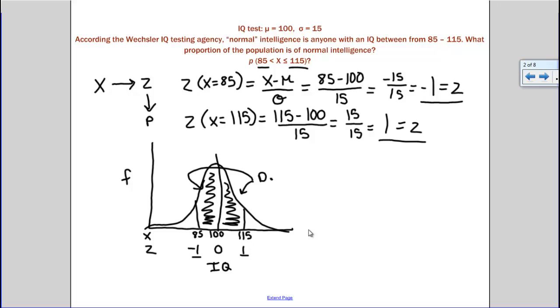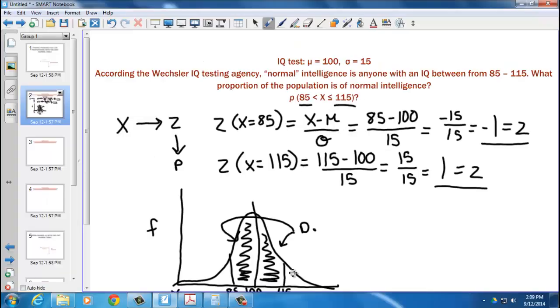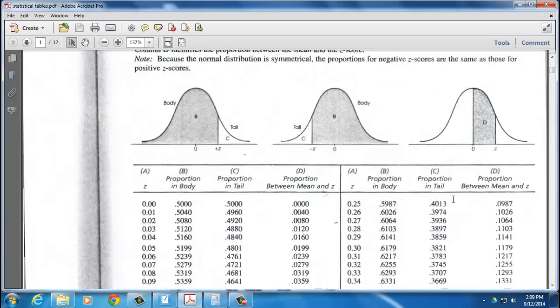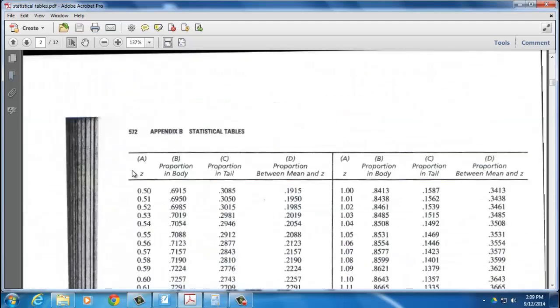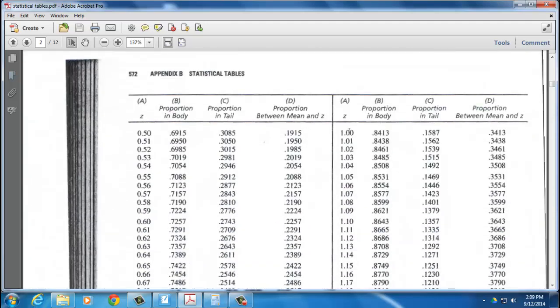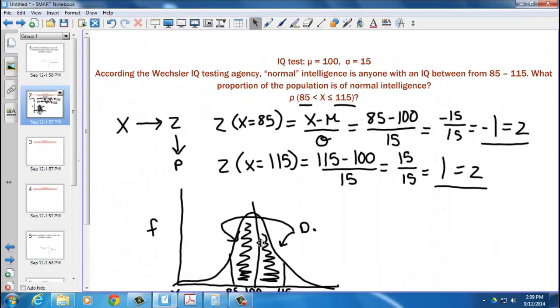So let's go ahead and use the unit normal table to figure out the proportion between mean and z, column D, for a z-score of 1. So we're looking in column D. We need to find a z-score of 1. We're starting with z in this case. Okay, z-score of 1, proportion between the mean and z is 0.3413.